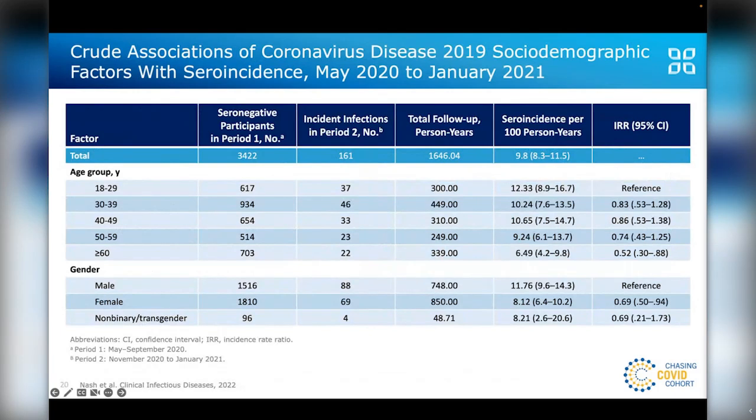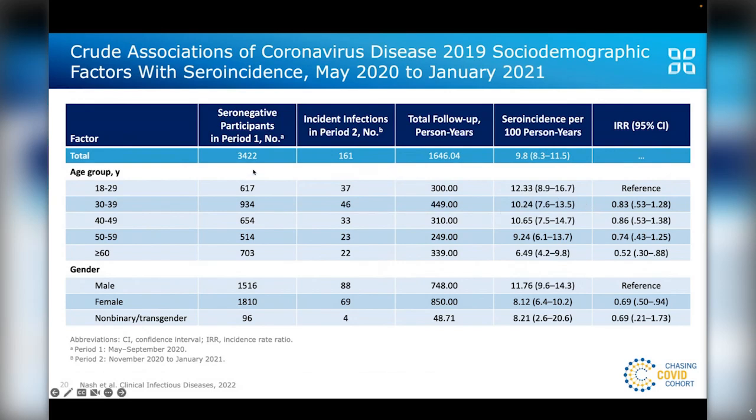And I just want to highlight an analysis that we published in Clinical Infectious Diseases as an example of how we leverage the epidemiologic information that we collected in combination with the specimens. After we had 2 dried blood spot specimens, we completed an analysis of about 3,400 people who were seronegative on the first specimen, who also had a second specimen available collected at a later time point, so that we could look at SARS-CoV-2 seroconversion and related risk factors.